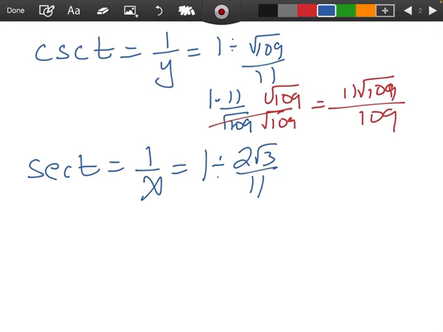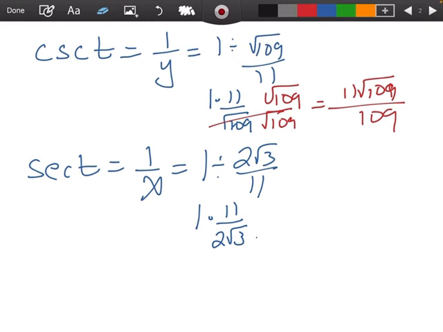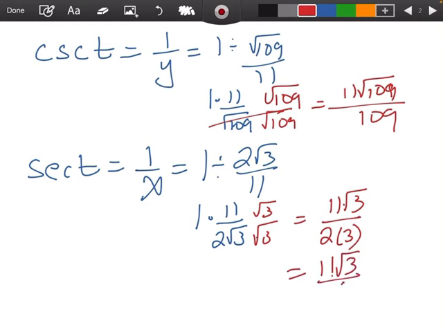So let's see. This is going to be 1 times 11 over 2 square roots of 3. So I'm going to multiply this by 2 square roots of 3 here and 2 square roots of 3. Oops. Sorry about that, guys. I made a mistake. I'm only multiplying it by the square root part. Sorry about that. Square root of 3. So this is going to give me 11 square roots of 3 over 2 times 3. So that's 11 square roots of 3 all over 6. So here's my secant. Here's my cosecant. We've got one more to do.